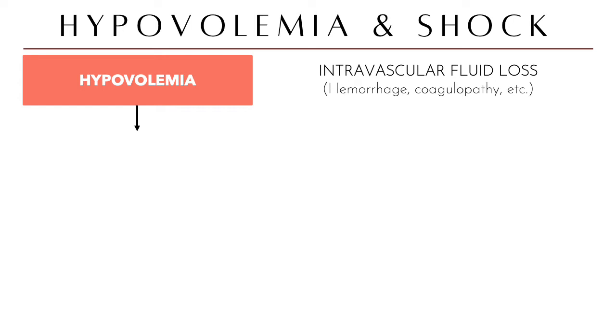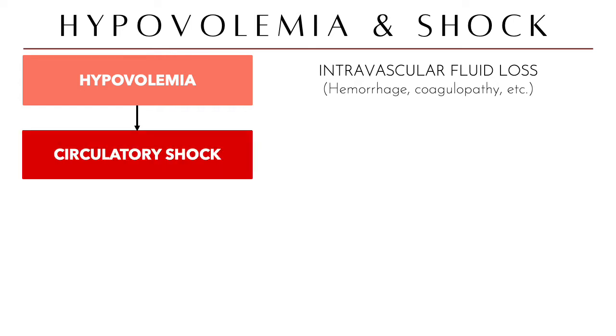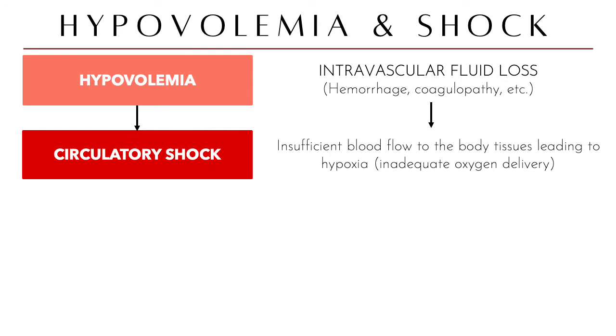And what happens with that? It leads us to a certain kind of shock, which is circulatory shock, right? This is when the insufficient blood volume leads to insufficient blood flow to the body tissues, which leads to hypoxia, right? Or what we call the inadequate oxygen delivery to the tissues. That is shock. That is the basic definition of shock, right?